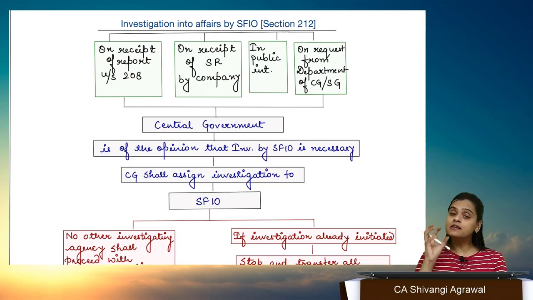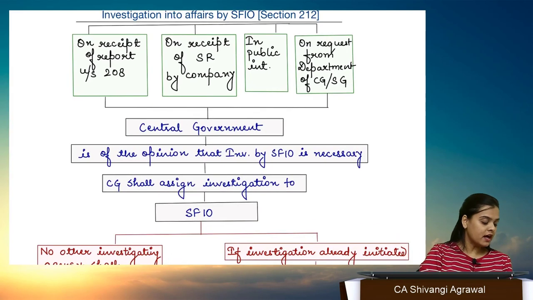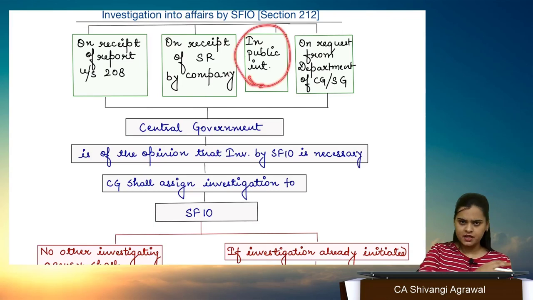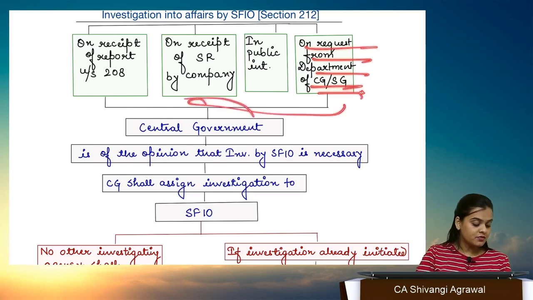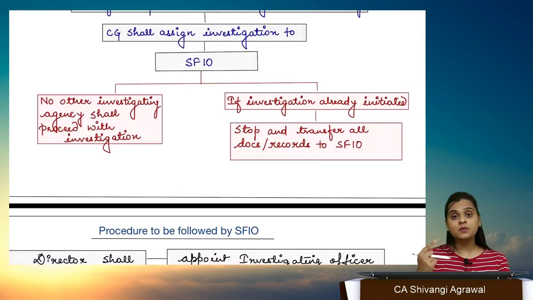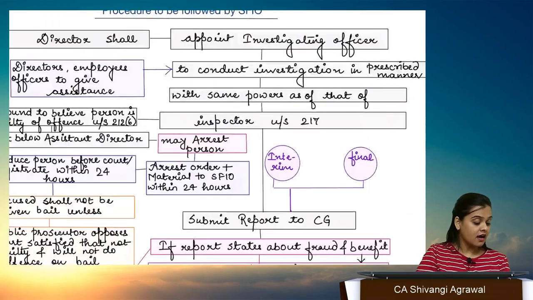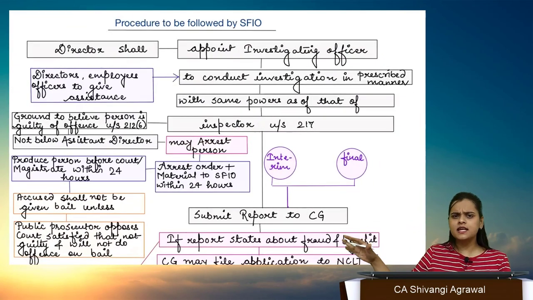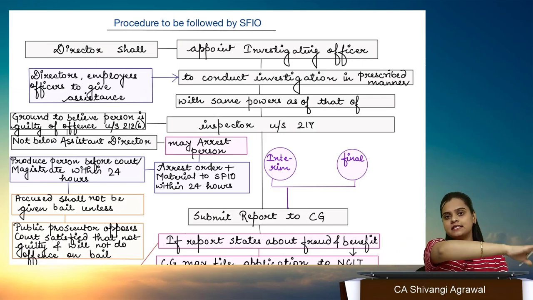Where the central government assigns some cases of investigation to SFIO. Which cases? That is completely a discretionary choice of the government. However, in these four cases, the government can do so: when the government receives a report under section 208, when an SR is passed by the company in public interest, which is an open ground, and on request from a Department of CG or SG. If the central government is of the opinion that investigation must be carried out by SFIO only, then it assigns the case to SFIO. When the investigation is started by SFIO, all other investigating agencies will stop their investigation. Whatever their findings are, they are going to give to SFIO.